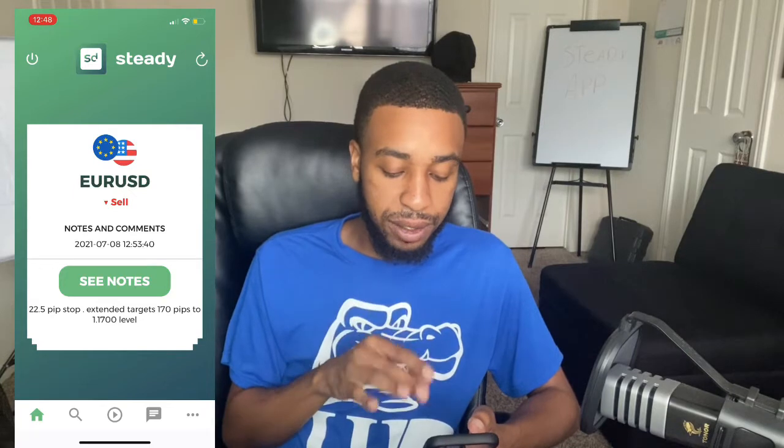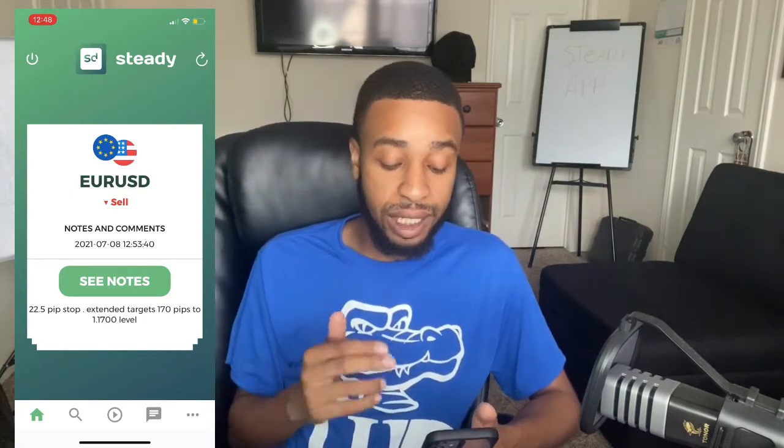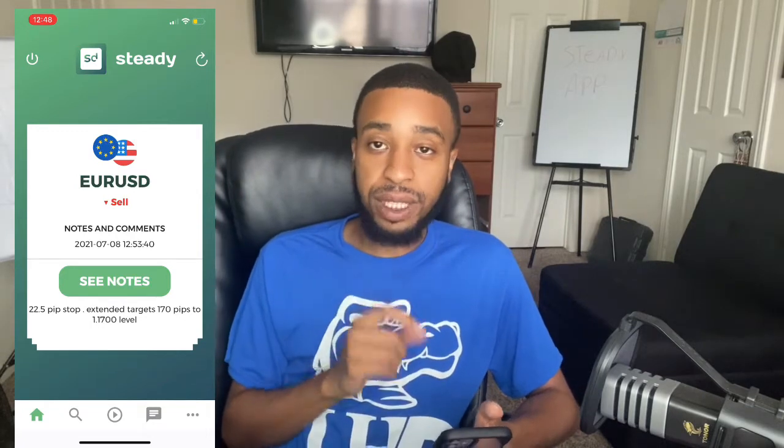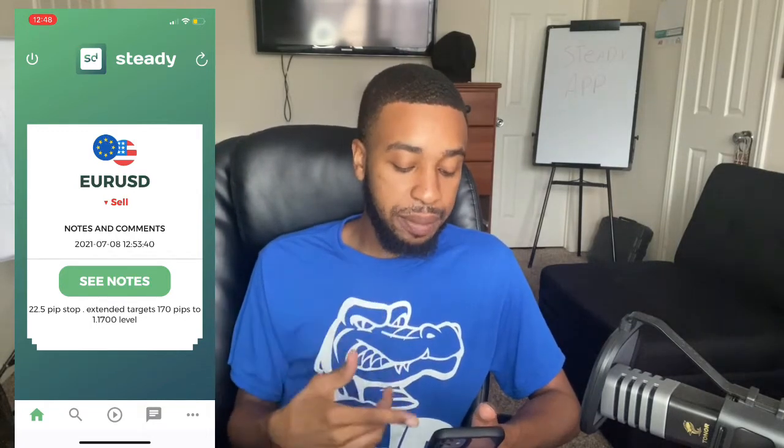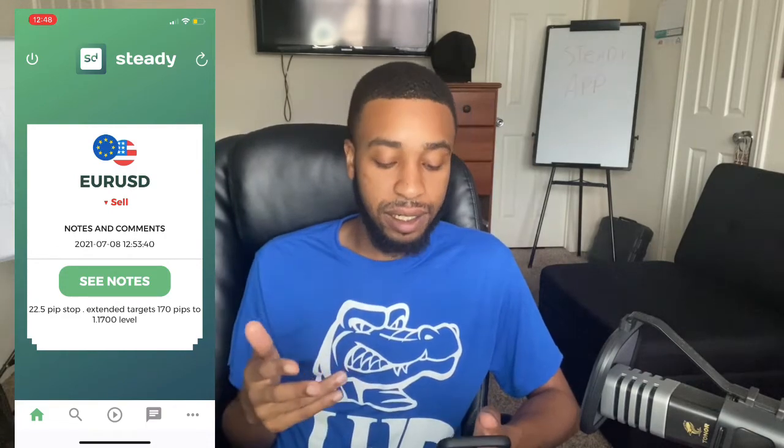Now, within this Euro USD, you can see the name of the currency. You can see what the order type is. It says sell. And in this specific example, it's telling us how many pips we're risking for the stop and what our final target is going to be.